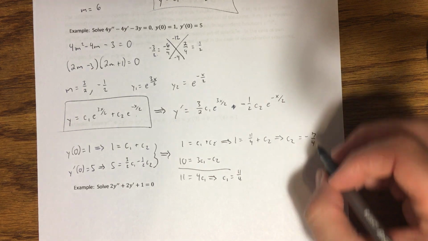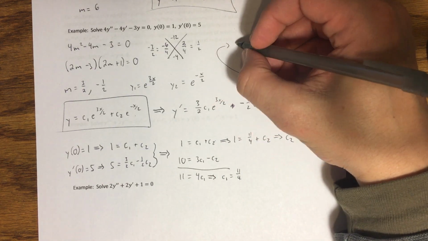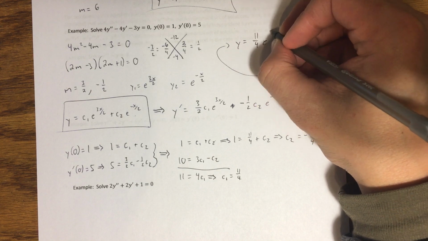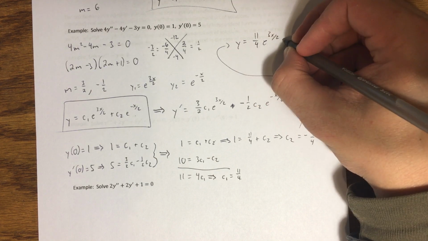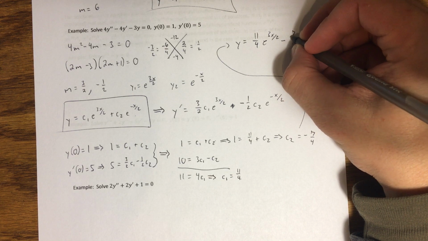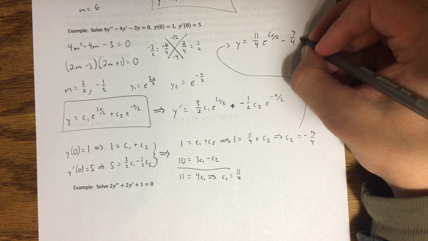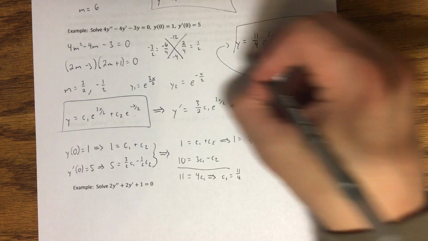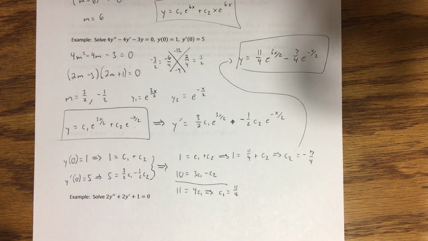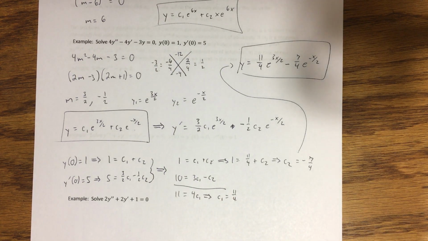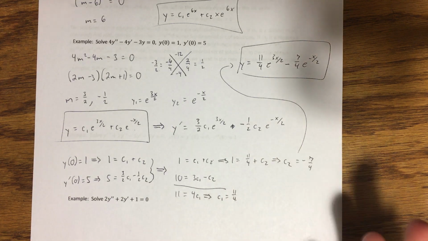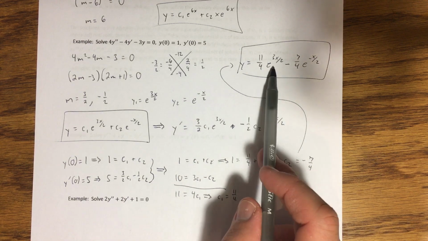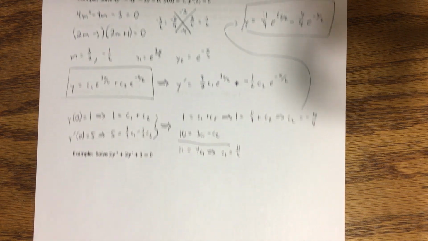And so my solution after all of that is y equals c1, which is 11/4, e to the 3x over 2, minus 7/4, there's my c2, e to the negative x over 2. Okay? Usually I won't go through all of the work of solving an IVP this way, but it's good to see it every now and again. So there's my specific solution for that IVP. Let's look at another example.